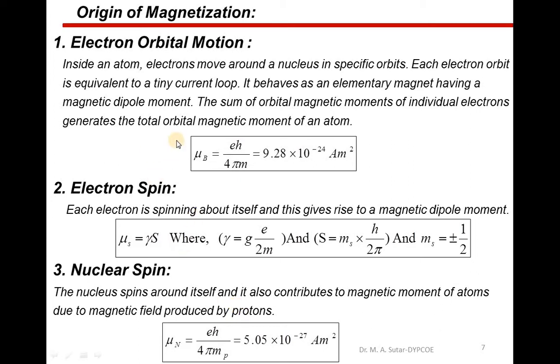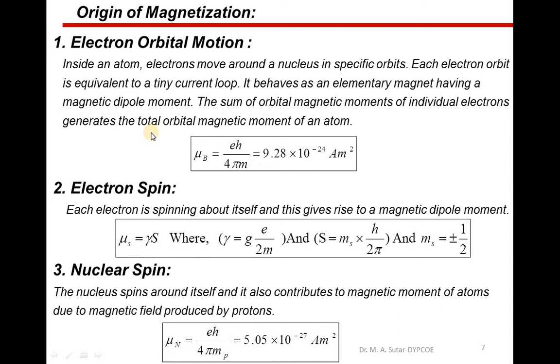Now we'll turn to the actual curriculum prescribed by SPPU Pune for first year engineering under the course physics. Origin of the magnetization. There are three sources. Number 1, electron orbital motion. Number 2, electron spin motion. And number 3, nuclear spin motion.